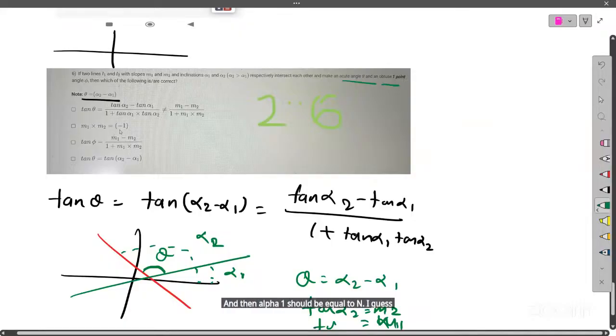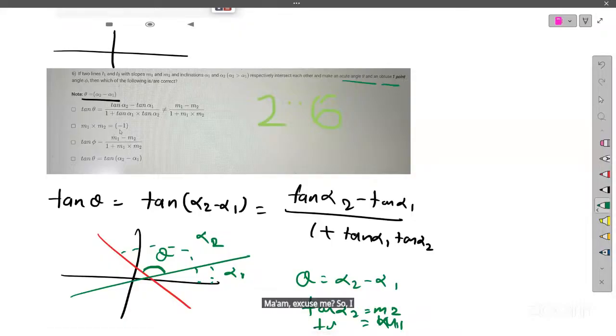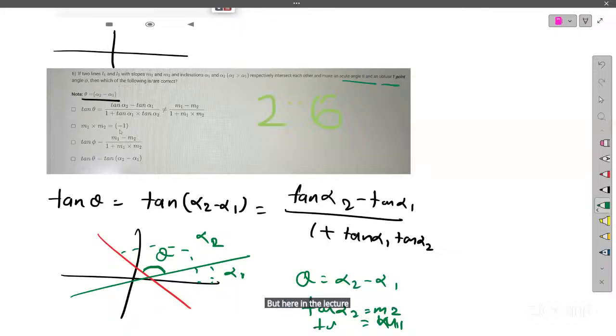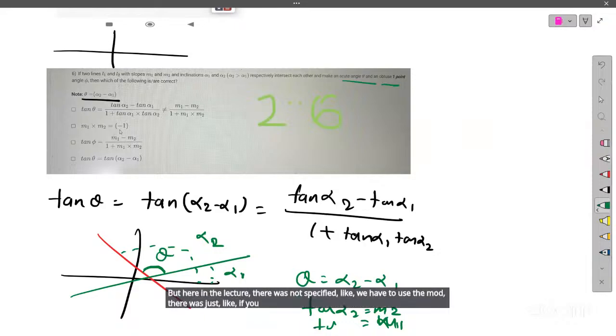Ma'am, I was having the doubt that in our senior secondary we have learned that the formula is mod of (m1 minus m2). But here in the lecture it was not specified that we have to use the mod. If you are having tan theta, the value will be different, and tan phi will have the minus value of that. So the mod should not come. That was my doubt.